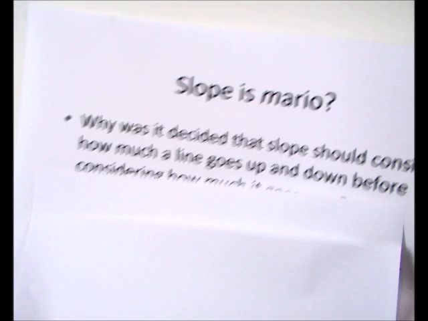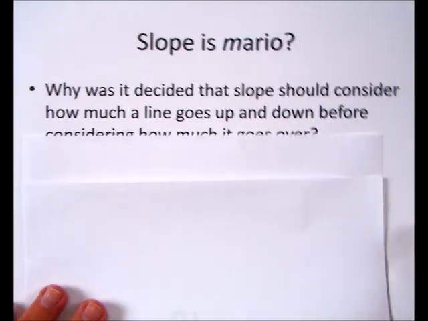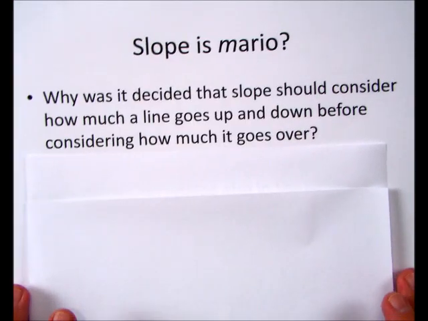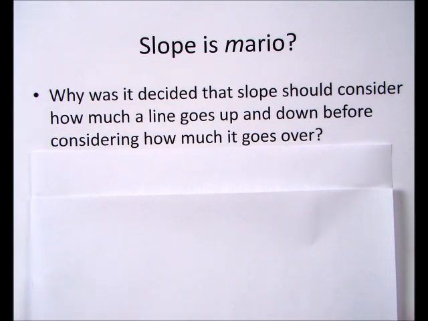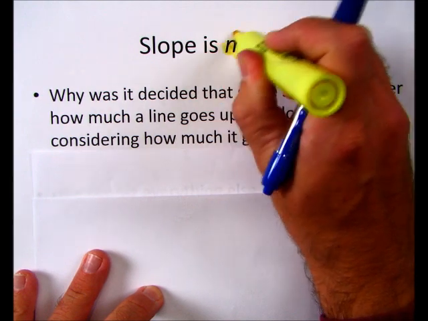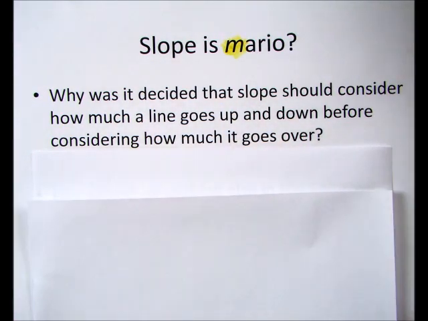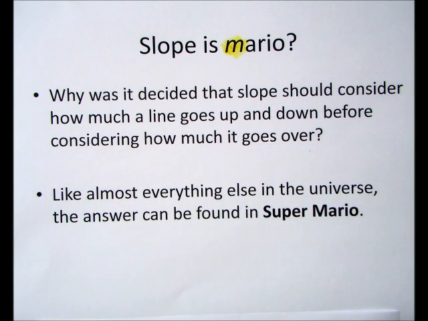This next slide is going to be fun because your teacher is so very creative. You can think of slope as being Mario, and that is a question. Notice that the M is italicized, just as M stands for slope. So why was it decided that slope should consider how much a line goes up and down before considering how much it goes over? Well, like almost everything else in the universe, the answer can be found in Super Mario.